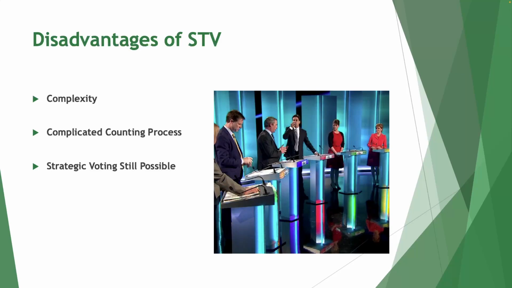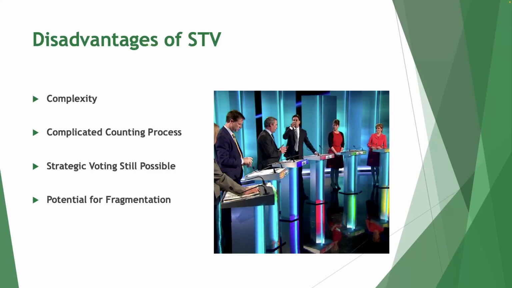Even though STV is much different to systems like first past the post, strategic voting can still be possible, because while it reduces the need for tactical voting, it doesn't entirely eliminate it. Voters may still make strategic choices about who to rank as their second and third preferences in order to reach an outcome that is influenced in favour of their preferred candidate or their preferred party.